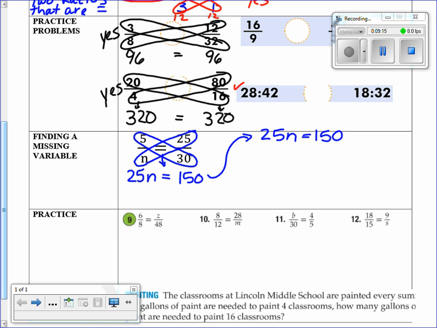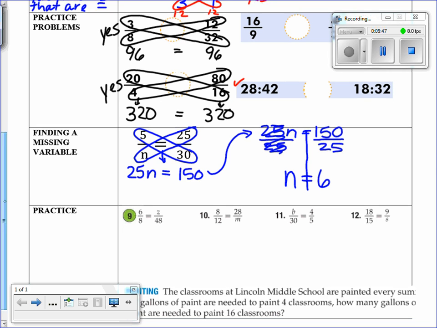And we're going to go ahead and use what we already know from solving one-step equations. I'm going to draw my line, divide both sides by 25. Remember, this side cancels out. I'm just left with n. And n is going to equal 150 divided by 25, and I get an answer of 6. So that's how we find our missing variable.